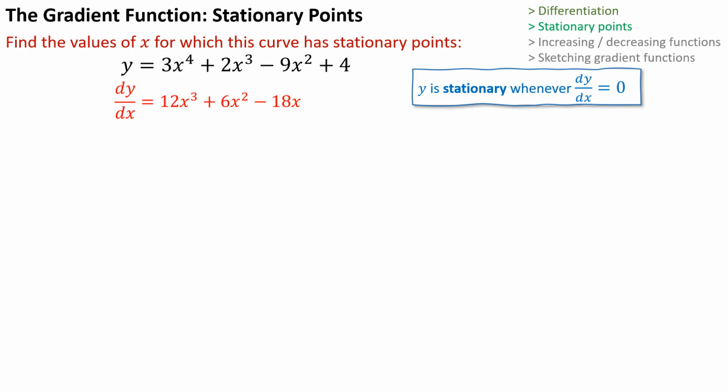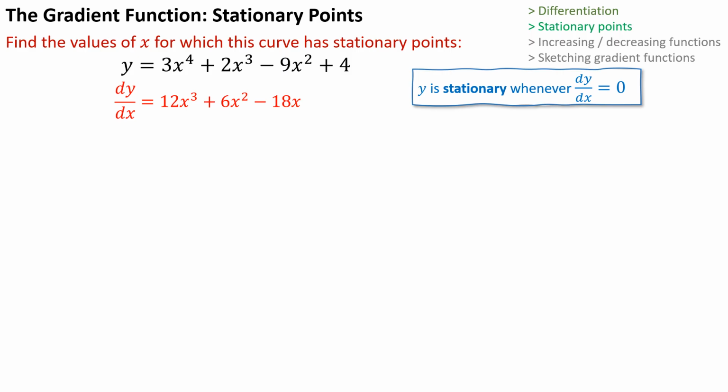Okay, we should have dy by dx equals this, 12x cubed plus 6x squared minus 18x. Remember, the power of each term will reduce, so 3x to the 4 becomes 4 lots of 3x to the 3, and so on. Since the gradient of a constant function is 0, the 4 disappears. The derivative of any constant is 0. And since there was no x term in the original quartic, there's no constant term in the derivative.